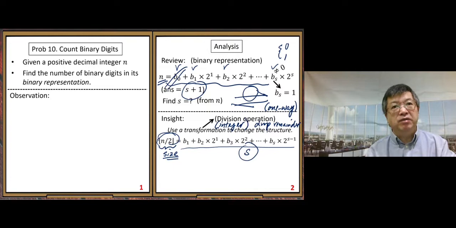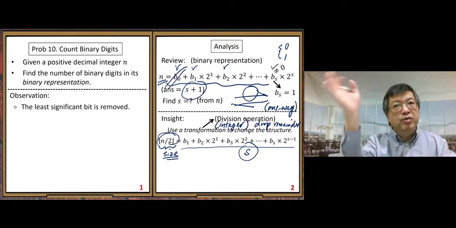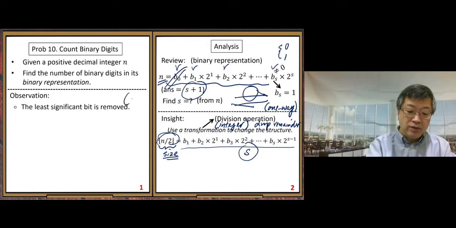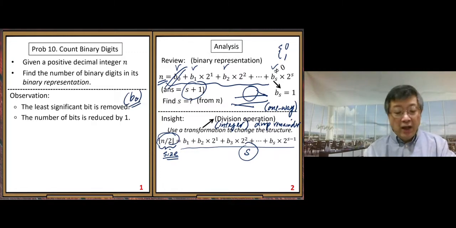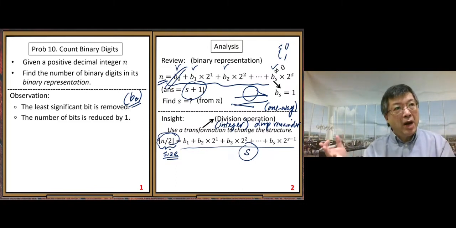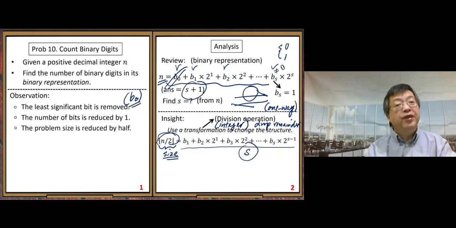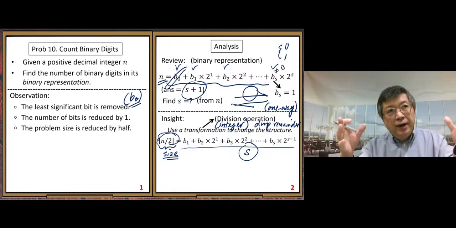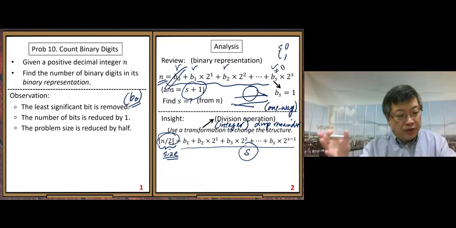important observation. First, the least significant bit, B0, is removed. Drop it, the remainder. Second, the number of bits is reduced by 1 in our binary representation. The third one, the problem size is reduced by half. So we put all these things together, we get a recurrence relation.